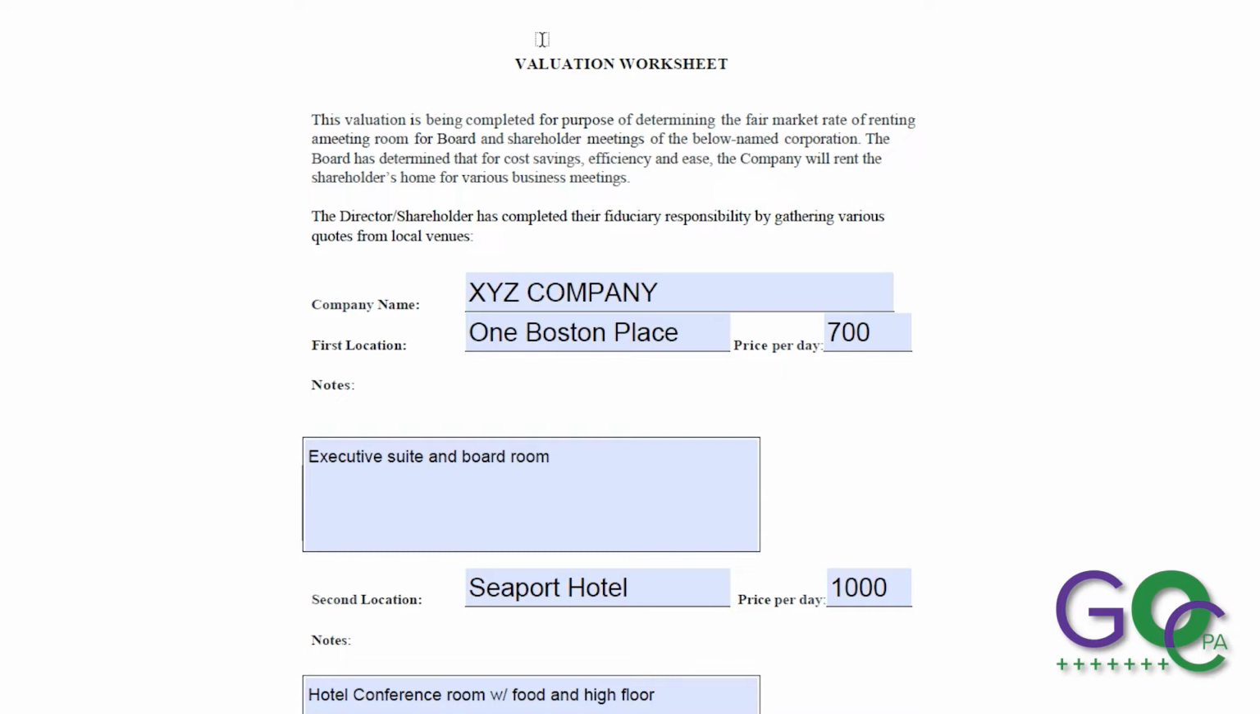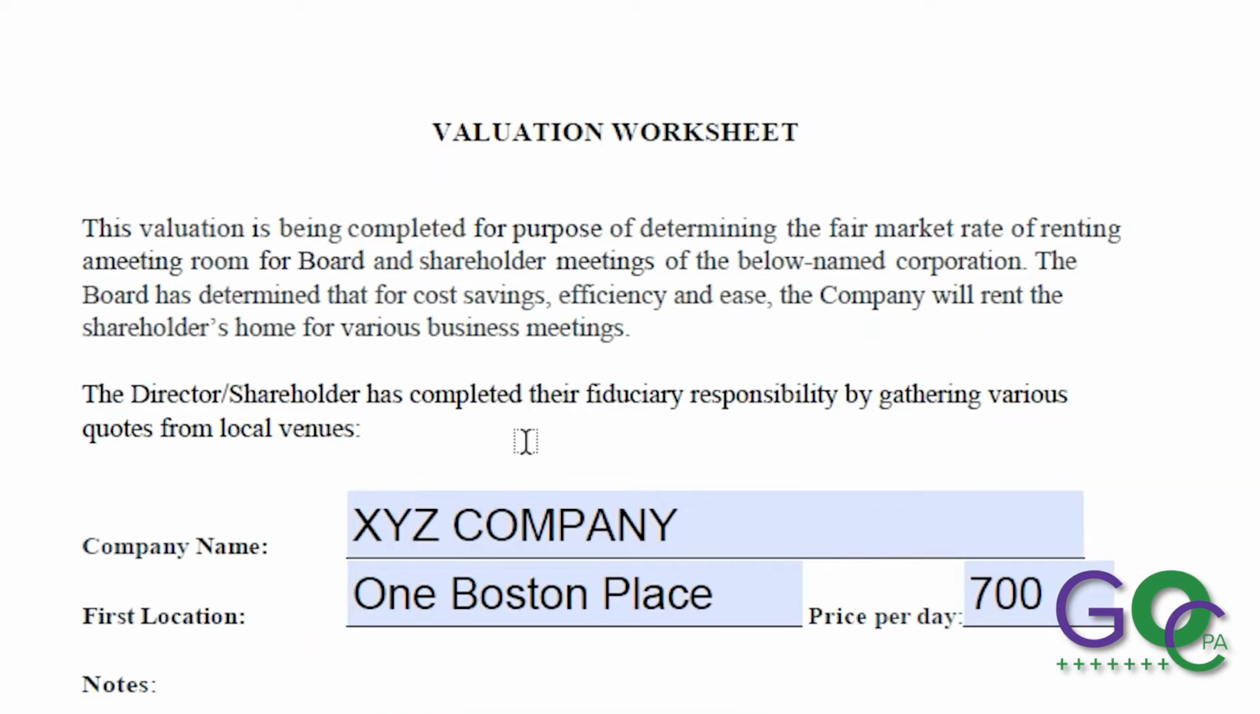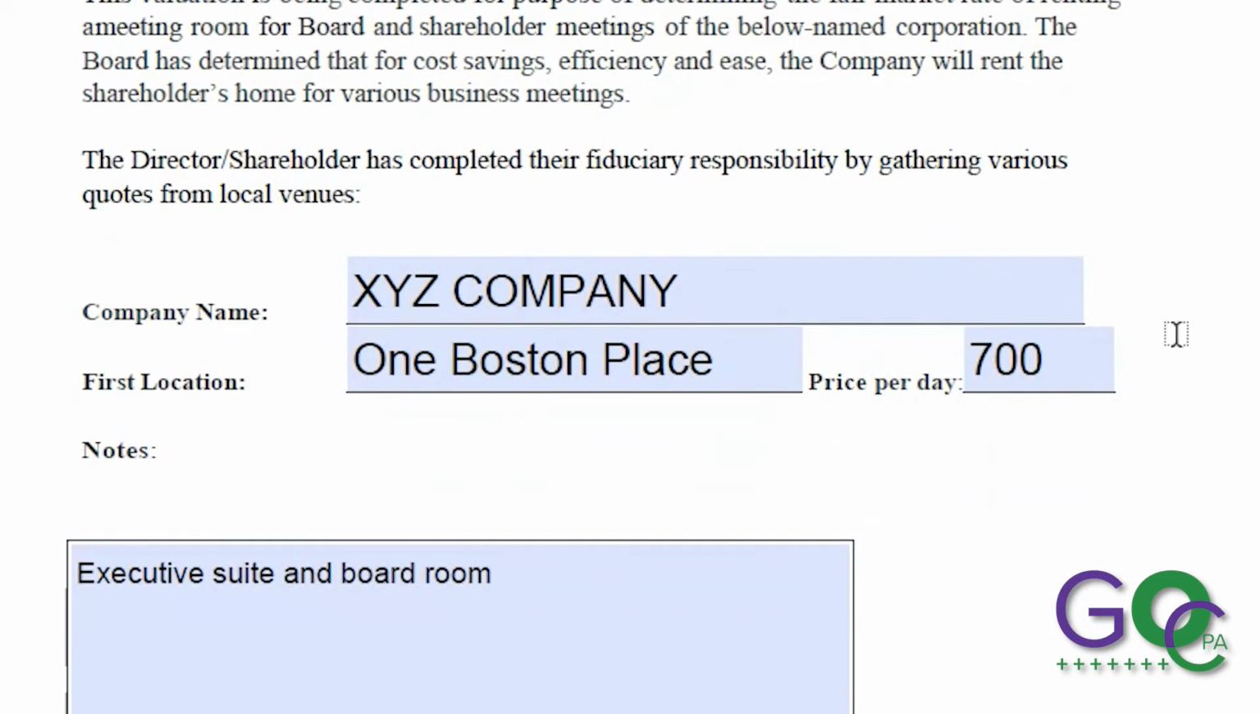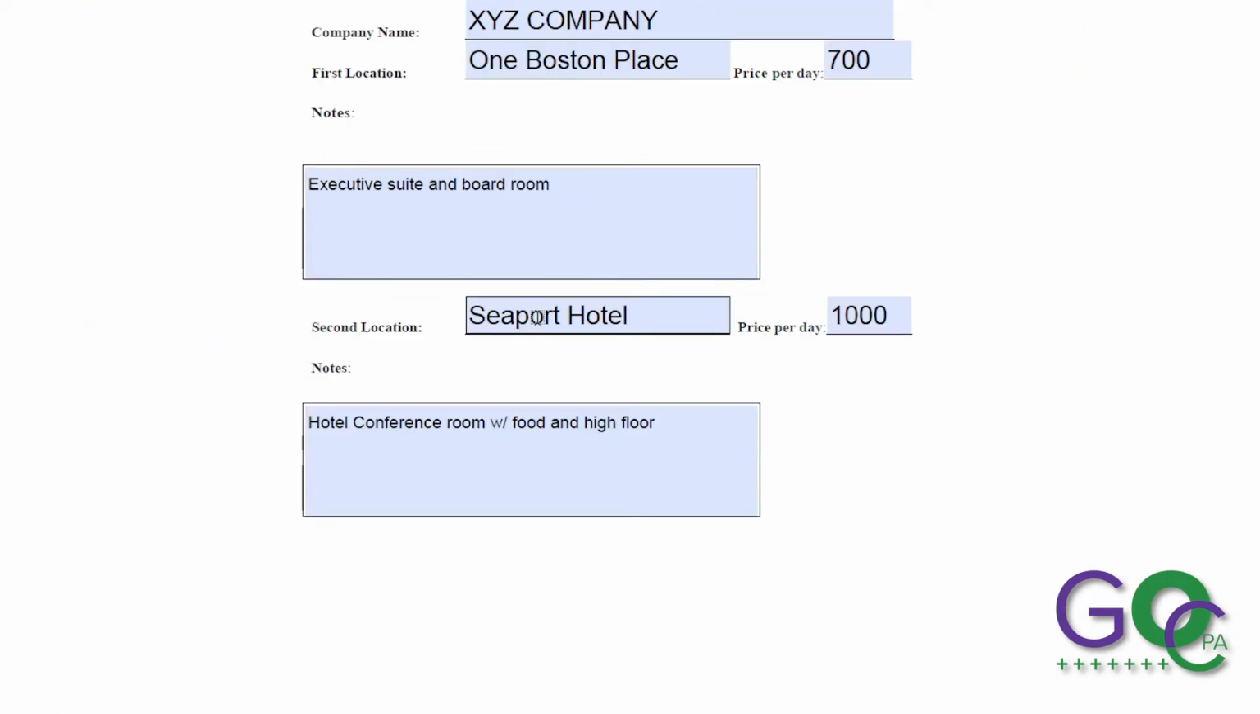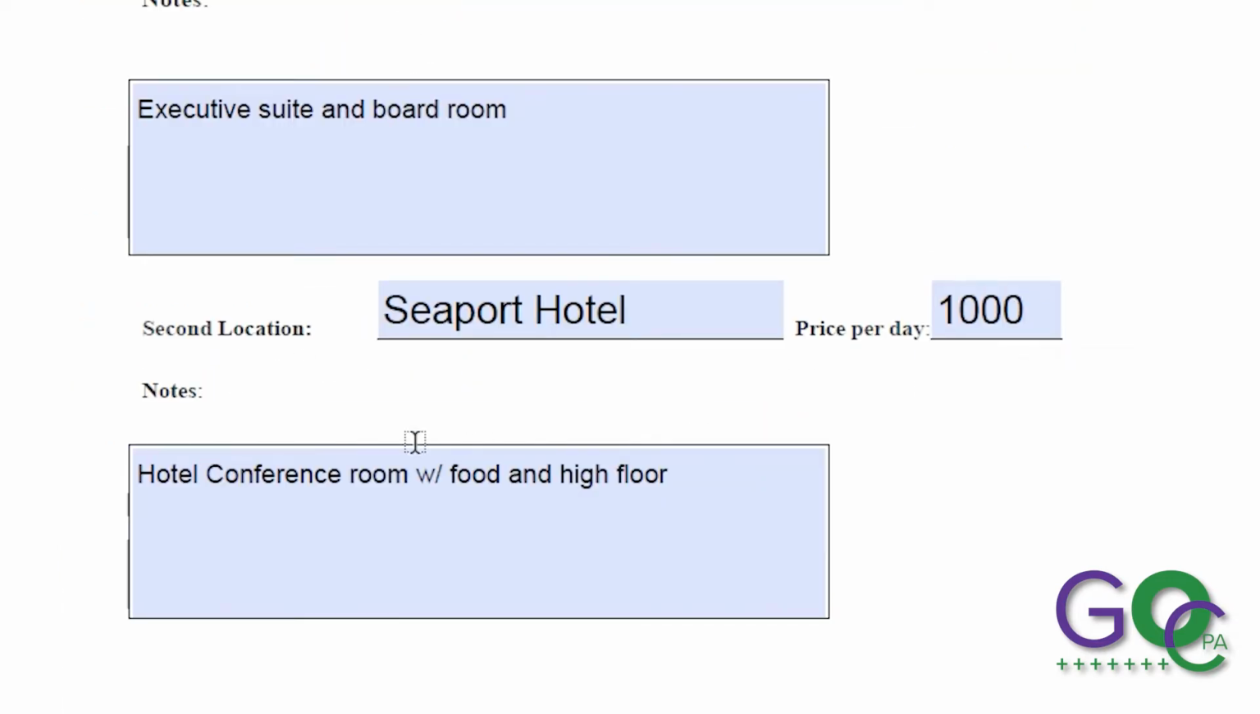So in this case, we're going to use Boston as an example. We're going to say XYZ company has looked at the following locations. The first location we see here was $700 per day for an executive suite. And the second location that we got a quote from was $1,000 per day, but it's a hotel conference room. They have food and it's up on a higher floor.